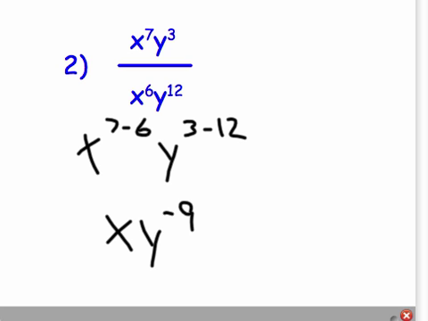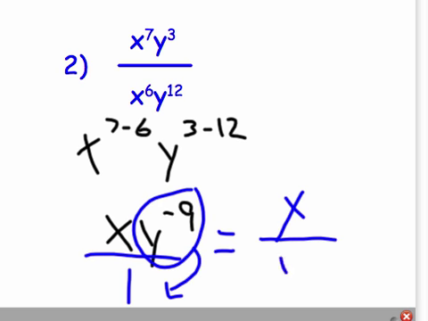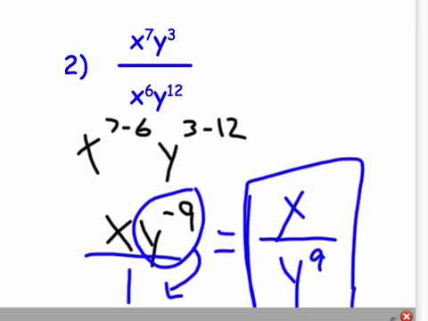Okay, here's the trick though. We never want to have a negative exponent. That's not the simplified form. So what happens? I can make this into a fraction, and that negative exponent can move to the bottom to become positive. So I can take this y to the negative 9th, move it to the bottom, and it becomes positive. So there's my answer. X over y to the 9th.